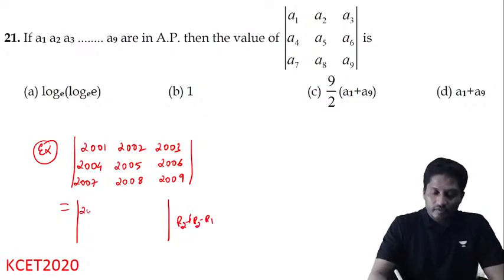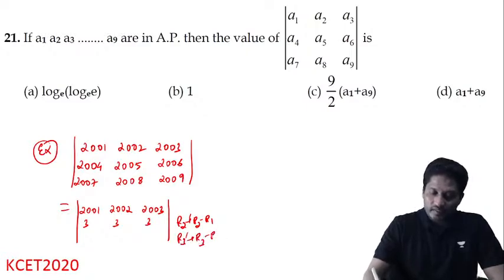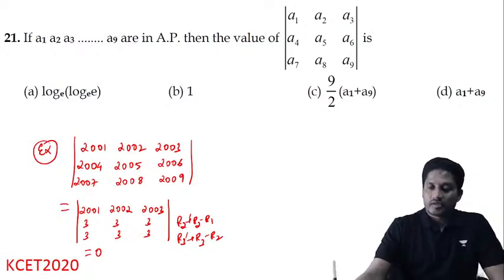First row will be 2001, 2002 and 2003. Now if I subtract, you will get 3, 3 and 3. Change R3 to R3 minus R1, or R3 to R3 minus R2. Even this is 3, 3 and 3. Two rows are the same, so the answer is 0. You understand? So even this will be 0.